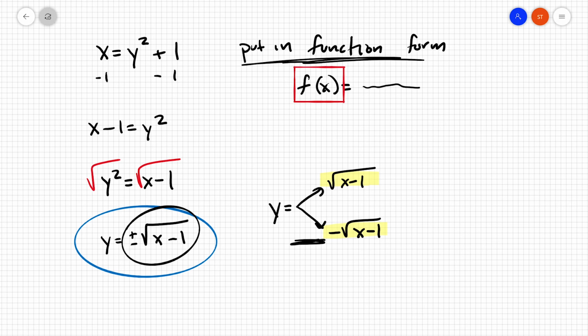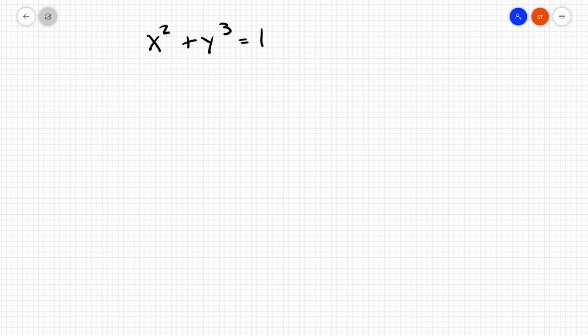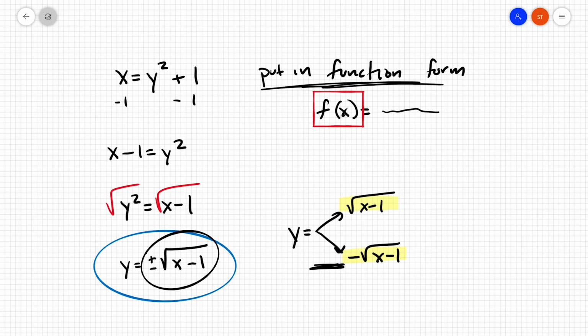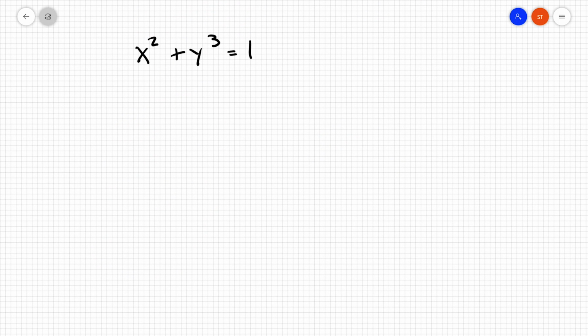All right, so I got one more example of deciding if an equation represents a function or not. This one says x squared plus y to the third power equals 1. So we're going to do the same thing that we did on this example. We want to put it in function form if possible. We want to get y by itself. So I will subtract x squared off both sides, and that will give us y to the third power equals 1 minus x squared. And one more step to get y by itself. I need to get rid of the to the third power, so I'm going to cube root both sides.